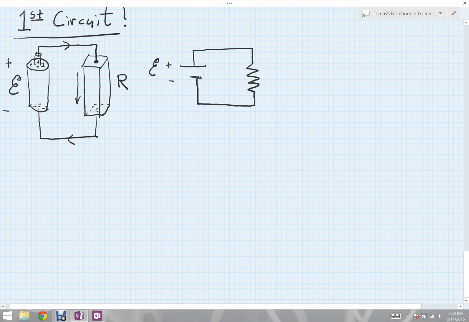Now, to analyze this, it helps to consider various points in my circuit. There's going to be the point on the very top here of my battery where the charges are going to be leaving. I'm going to call that point A. There's going to be point B then where they enter into the conducting material, point C here on the bottom, and then point D here as they return to the bottom side of the battery. In my diagram schematically, I'll represent those points as A, B, C, and D.